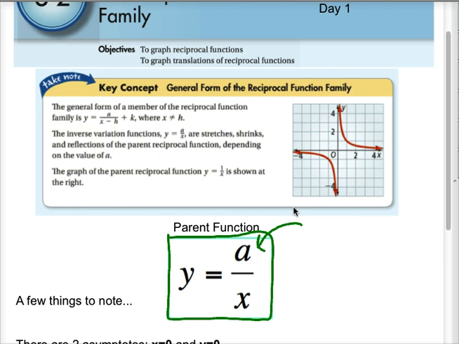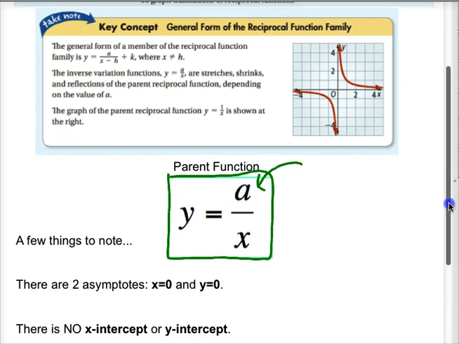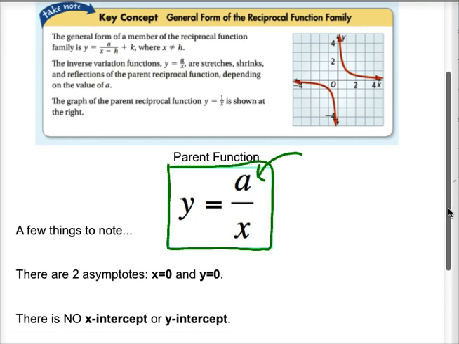So, some things I want you to notice, all right? Some pointers. There are two asymptotes. Now remember, what asymptote means is a line that the graph is approaching forever. And these things have two of them. Notice there's a vertical one at 0 and a horizontal one at 0. We have two asymptotes for every one of these reciprocal functions.